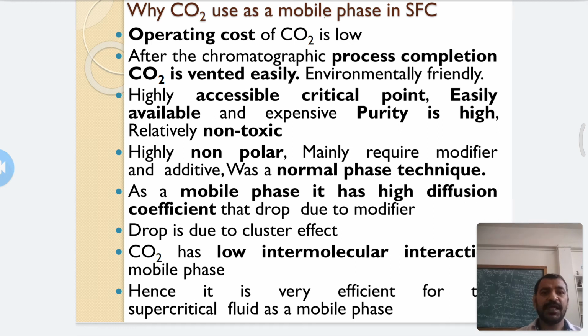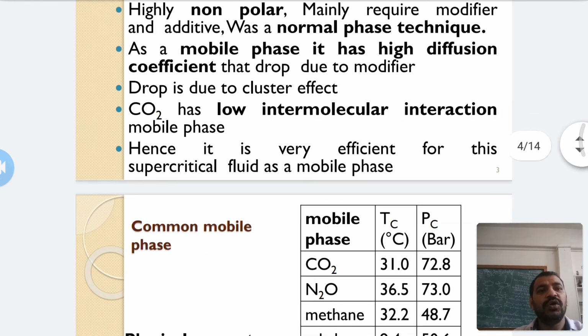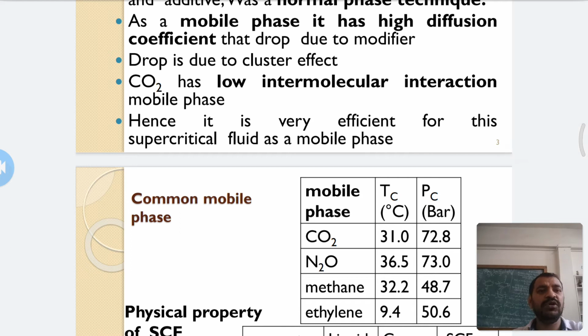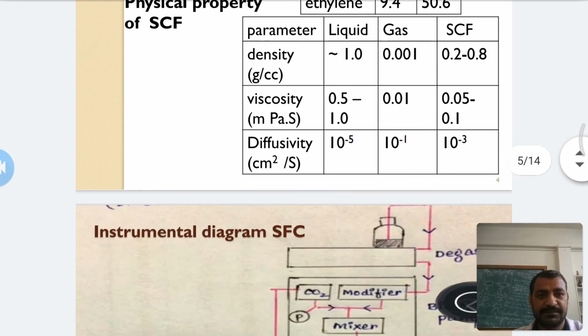Next, as a mobile phase, it has a high diffusion coefficient. That drops due to the modifier we use. The drop is due to the cluster effect, and CO2 has low intermolecular interaction in the mobile phase. So that's why this supercritical fluid is very efficient as a mobile phase.